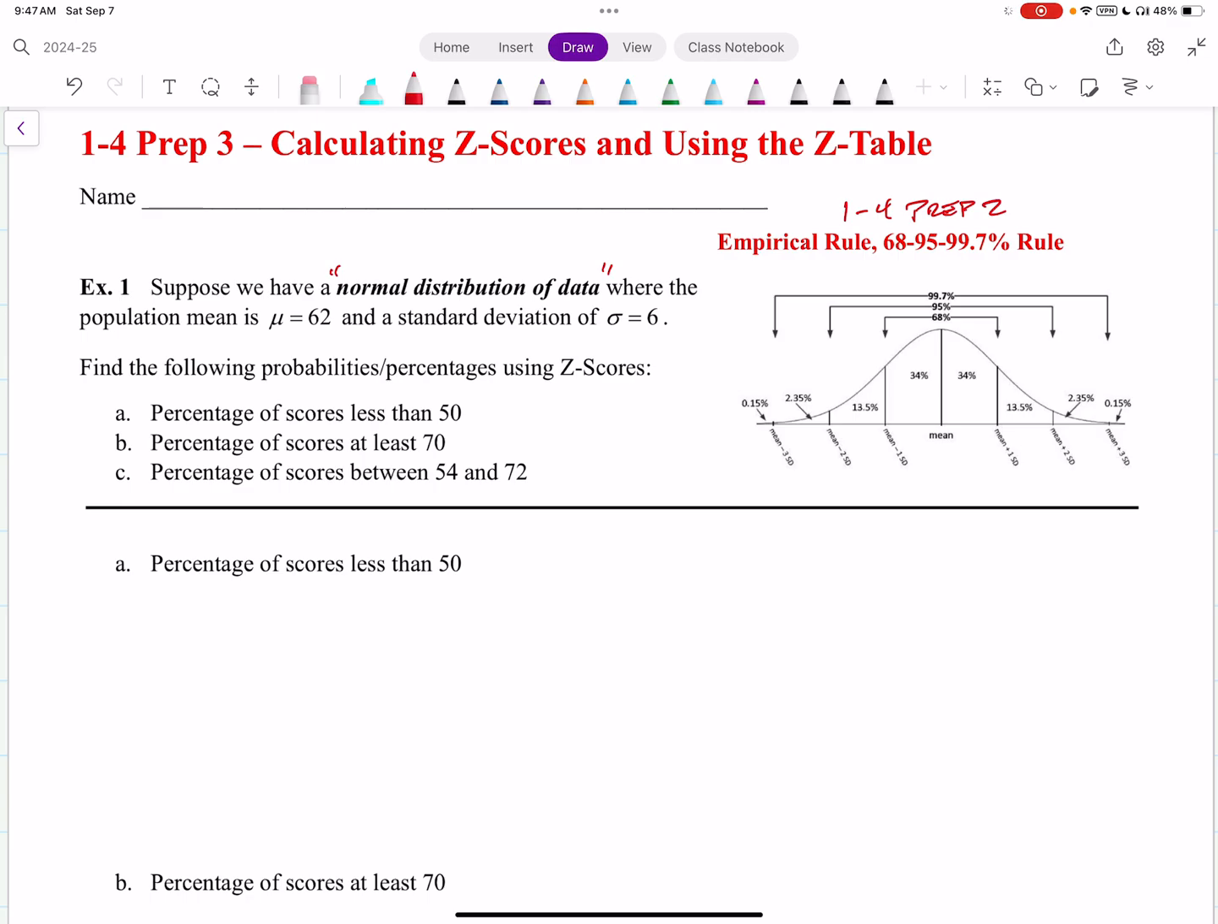And where the population mean is 62. So I'm going to record that down here. The mean is 62, and the standard deviation sigma is 6. So I always write down my info here and the problem, and then I go for it.